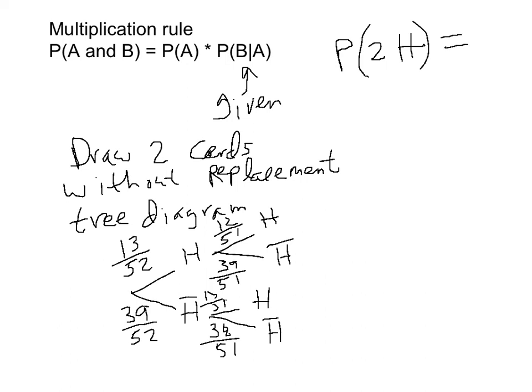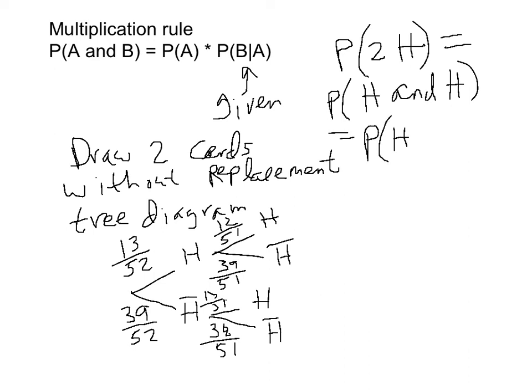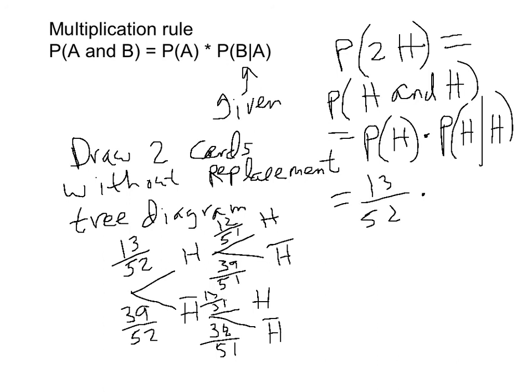Now the probability that I would get two hearts can be read as the probability of getting a heart and a heart. So we're thinking multiply since we see the word and. And by following down this formula, we'd have the probability that I'd get a heart times the probability that I would get a heart given I got a heart on the first draw. The probability that I'd get a heart is 13 out of 52 times the probability that I would get a heart on the second draw given I got a heart on the first draw. That would be 12 out of 51.